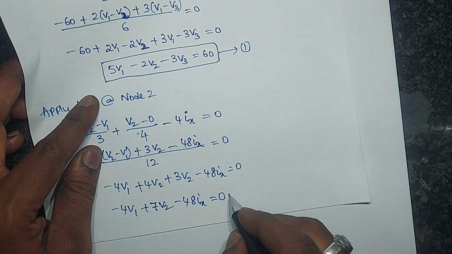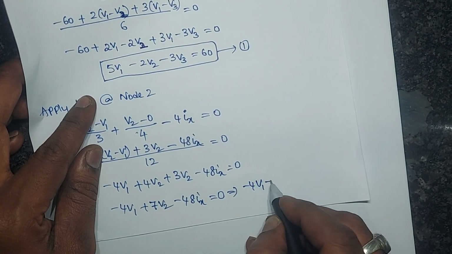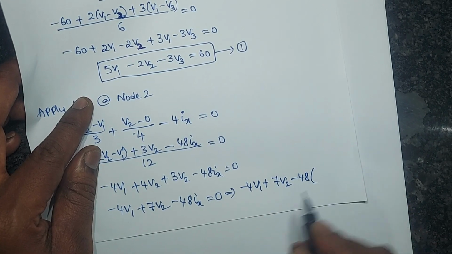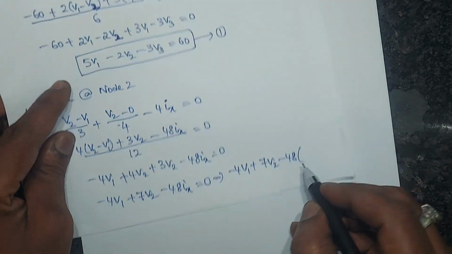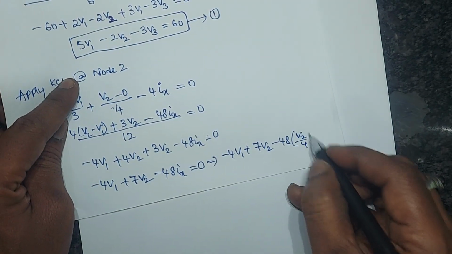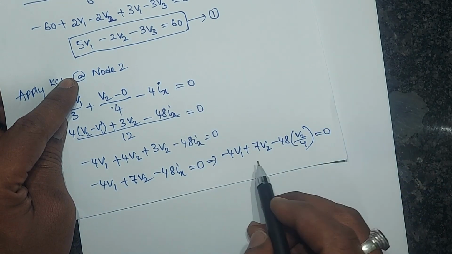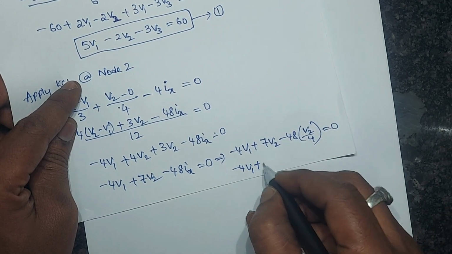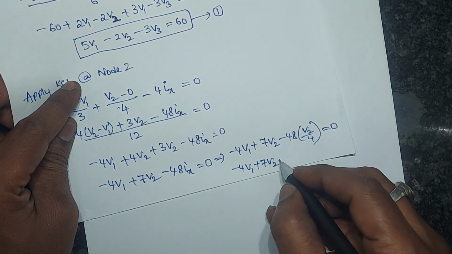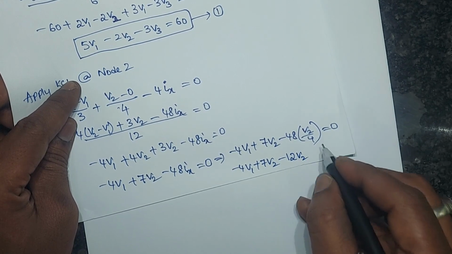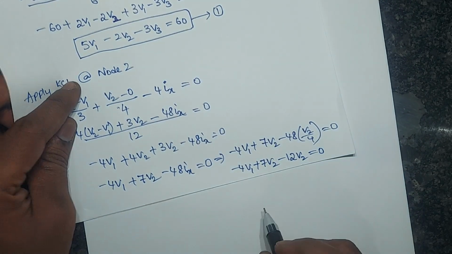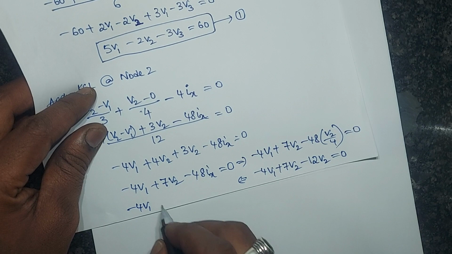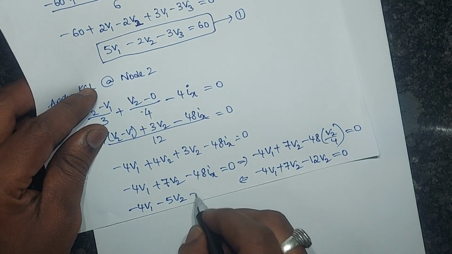So substitute this Ix value in this equation. Okay, so what happened here? Minus 4v1 plus 7v2 minus 48 into what is the ix value? V2 by 4, which is equal to 0. So what happened here? Minus 4v1 plus 7v2, okay, minus 12v2 equal to 0. Clear? So the final equation is minus 4v1 minus 5v2 equal to 0.